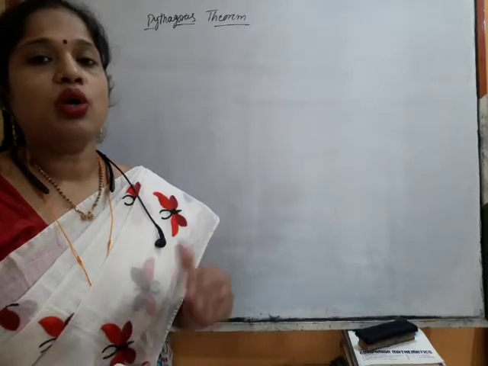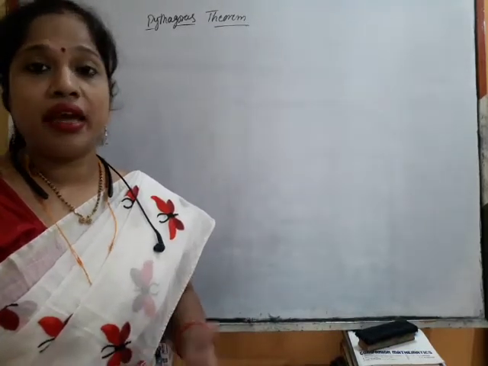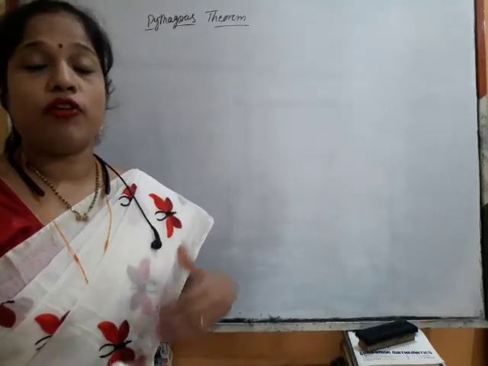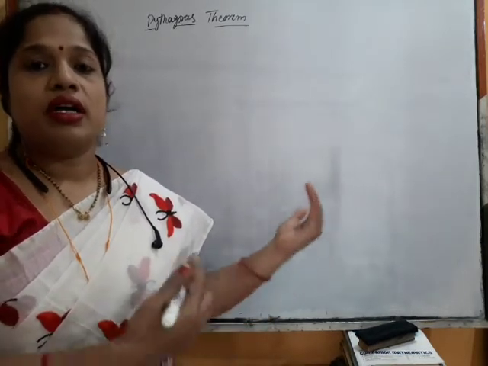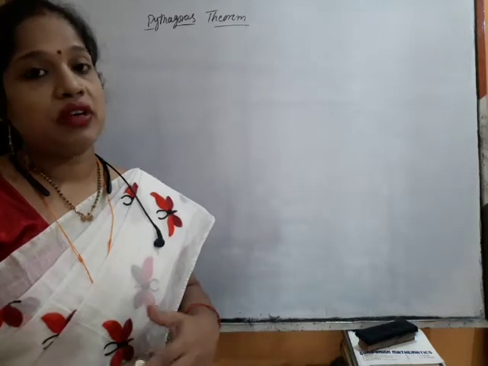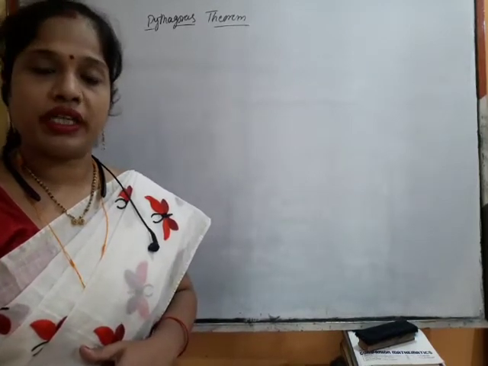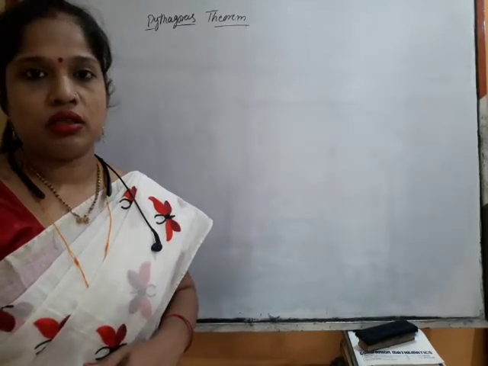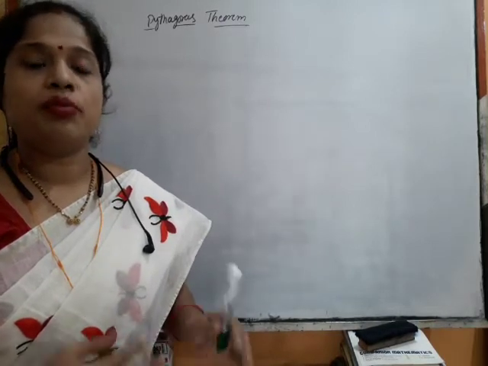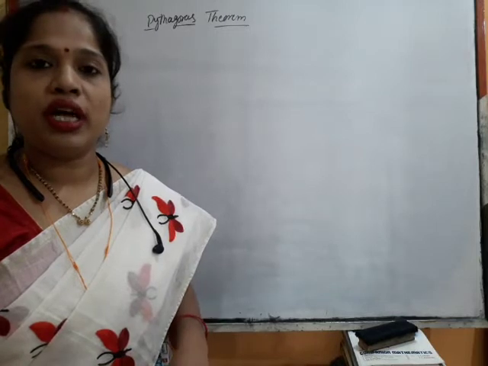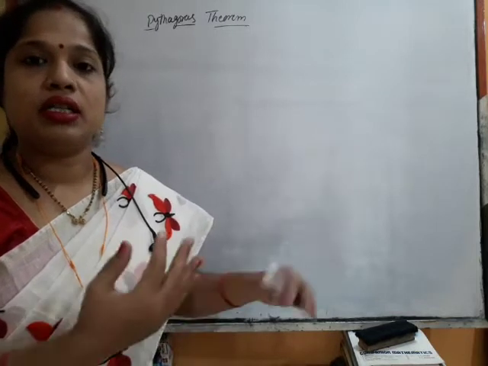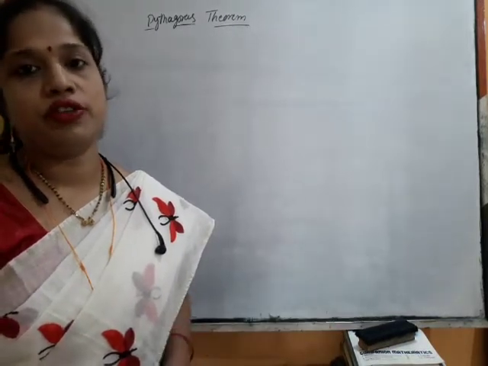But how the result of this theorem came, from where it came, and how Pythagoras derived the theorem which gives us the statement of the Pythagoras theorem, that we will see here. Students, the proof of it and the proof of the converse of it is now deleted from your portion. So we will not do that. We will simply discuss the statement of the theorem and the converse of it.